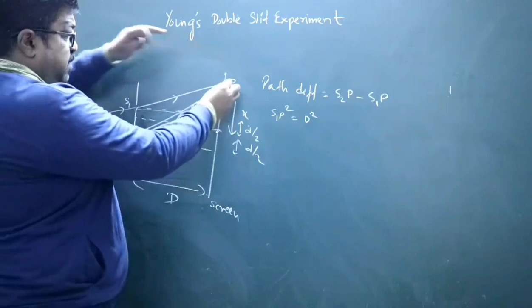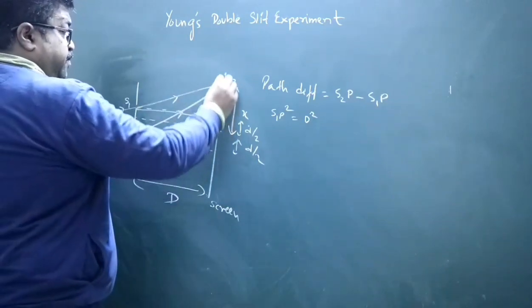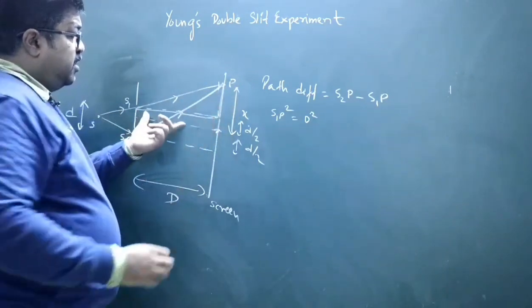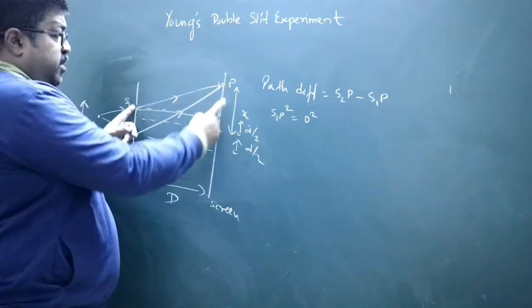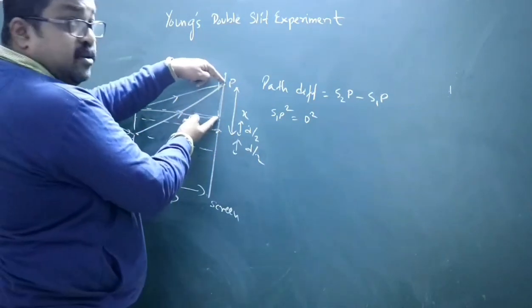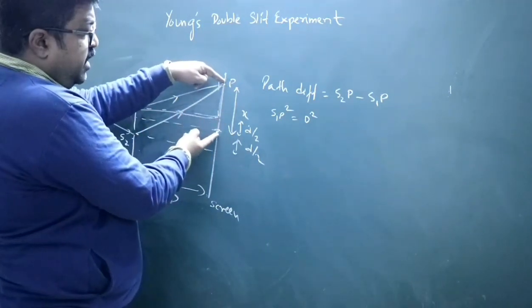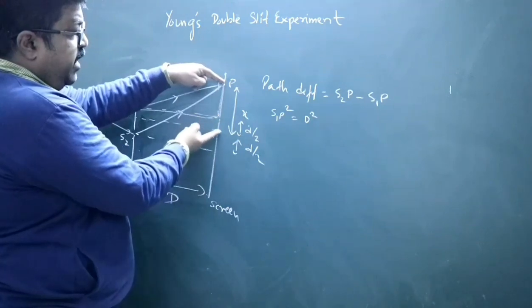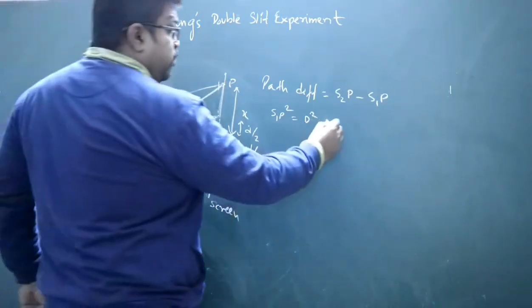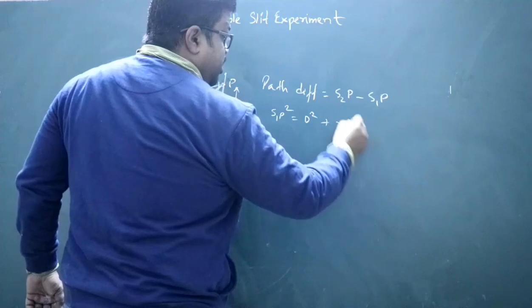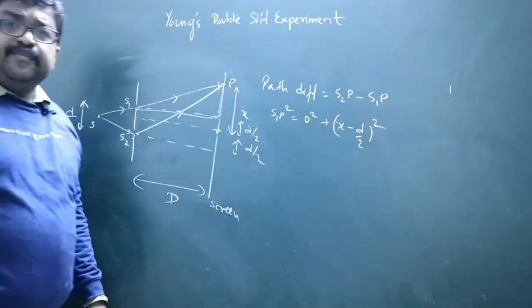So for this triangle, S1p square is equal to d square plus, what is this distance? This entire thing is x, so this distance will be x minus d by 2. So plus x minus d by 2 whole square.